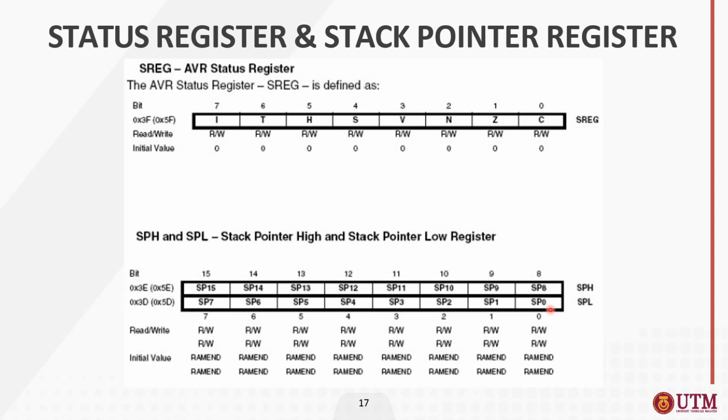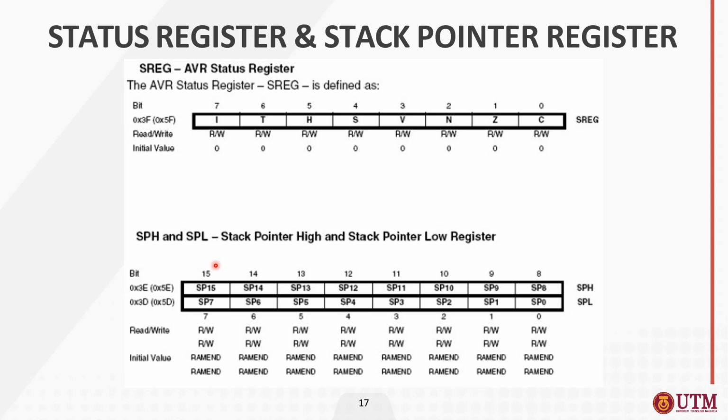The second function is interrupts. When an interrupt occurs, the microcontroller will automatically push the current program counter into the stack, allowing the system to return to its previous state after the interrupt service routine, ISR, is completed. The next function is push and pop operations. The stack pointer is also used during push and pop operations, which usually store and retrieve some register values to and from the stack.